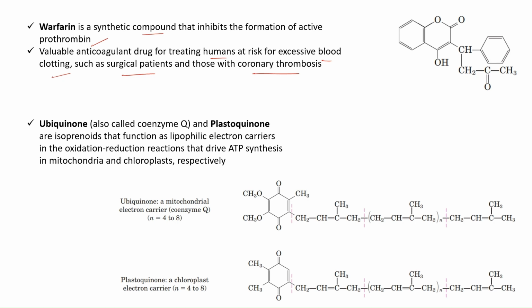Next, ubiquinones and plastoquinones. Ubiquinone is a mitochondrial electron carrier. Plastoquinone is a chloroplast electron carrier. That means they help in the formation of ATP, or they participate in the ATP synthesis process. Ubiquinone participates in mitochondria. Plastoquinone participates in chloroplast.